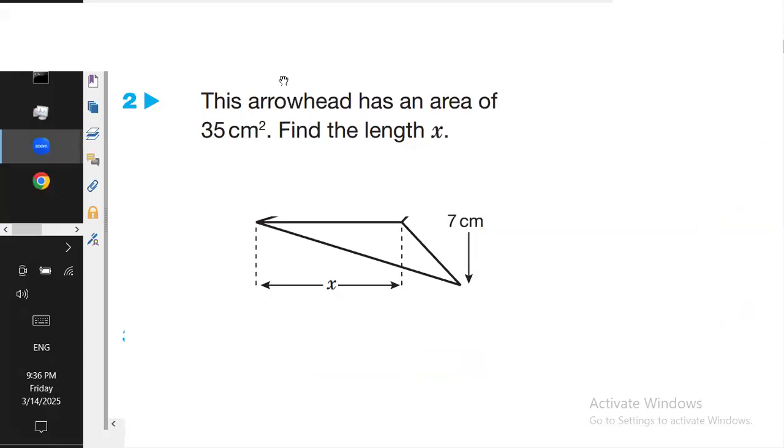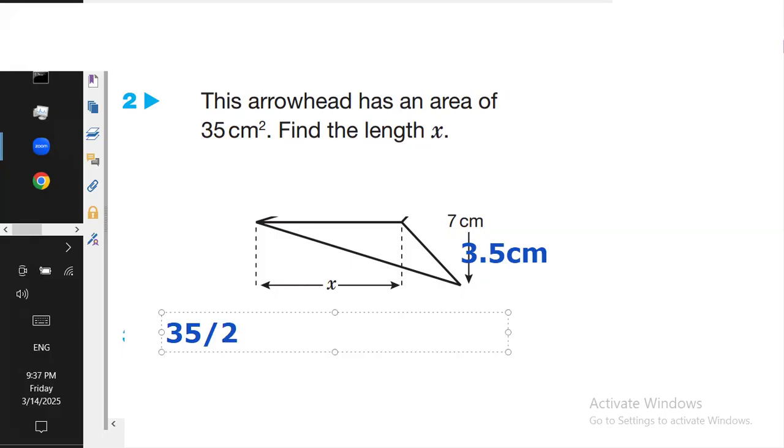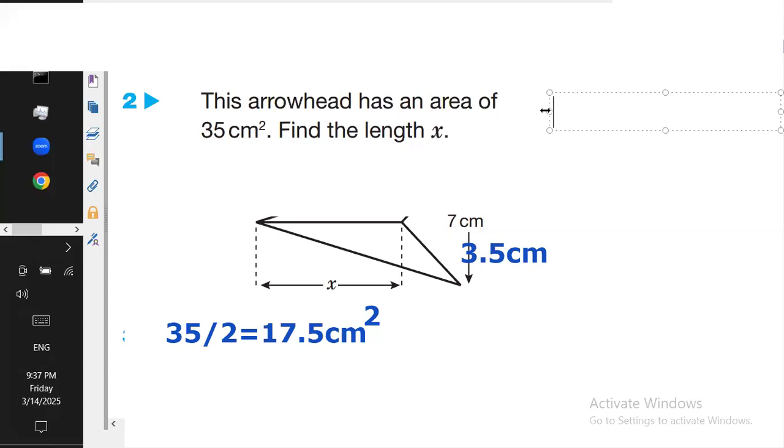So first, let's do this here. So this one will become 3.5 centimeters. So now I'm trying to find the base, which is here, x, and the area will be divided by 2. So first, the area, 35 divided by 2, as we said, and I'll get half of the area of the arrowhead, which is 17.5 centimeters squared. That's the first step, which is dividing the area by 2 and dividing the 7 by 2 to get 3.5. Okay. Now let's write the area of a triangle formula.